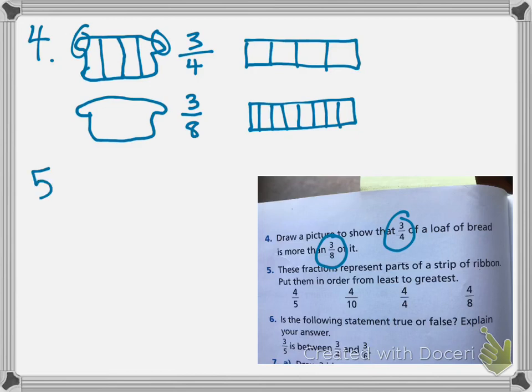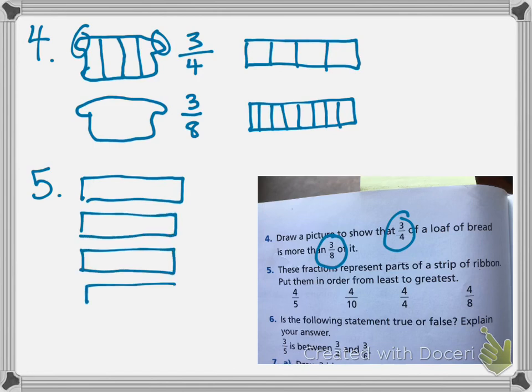All right, number 5 is a bit of a doozy. It says, these fractions represent parts of a strip of ribbon. Put them in order from least to greatest. Okay, so again, here we go. We're going to draw 4 rectangles. Nice and skinny fraction strip here. We're going to put our fraction beside each one. Got 4/5, 4/10, 4/4, and 4/8.